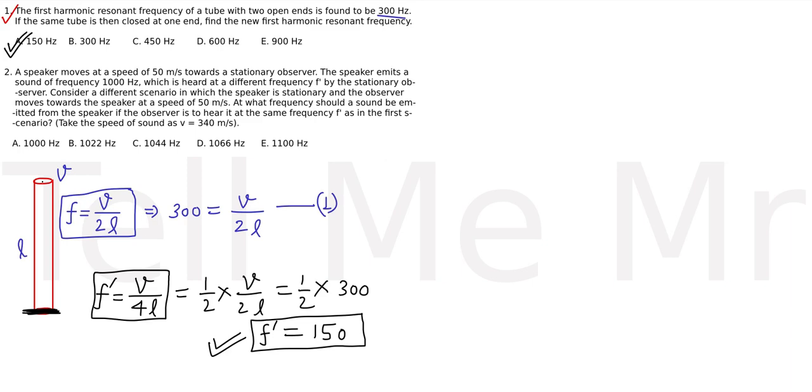Now let's move to the second question. So this was the first problem. Now we move to the second problem. The second problem is based on Doppler's effect. It says a speaker moves at a speed of 50 meters per second towards a stationary observer.